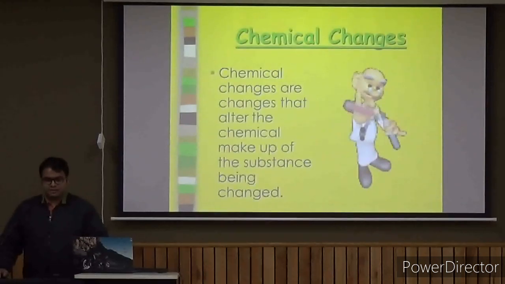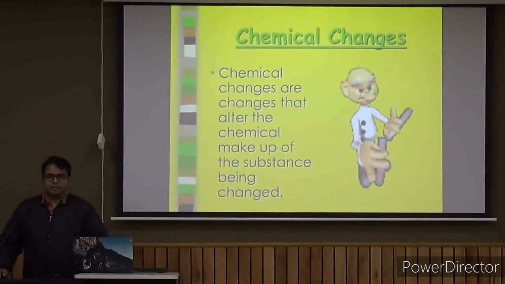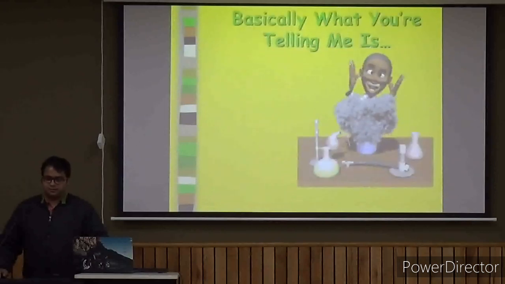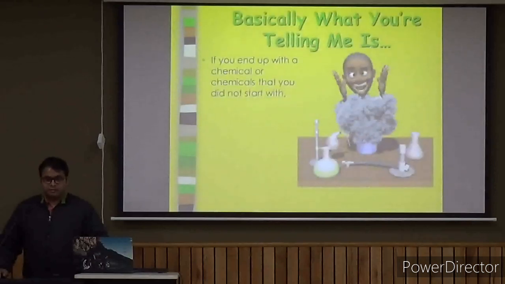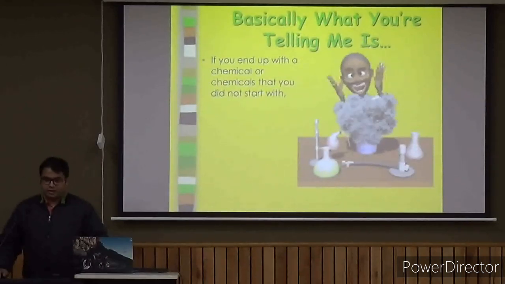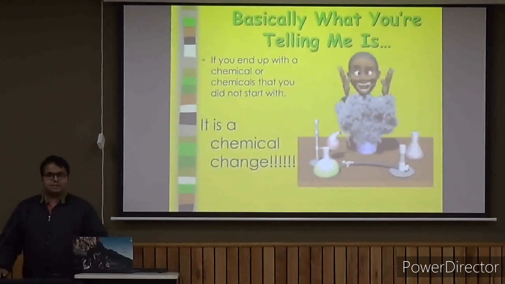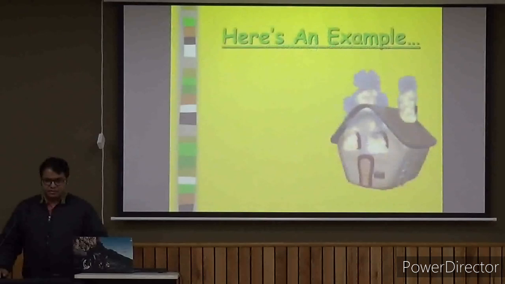Now chemical changes. Chemical changes are changes that alter the chemical makeup of a substance, that is the chemical formula. When a chemical reaction takes place, the chemical formula of the substances involved is changed. Now what do we mean by this? If you end up with a chemical or chemicals that you don't start with, that is, we start with something and end with something else, then it's a chemical change.